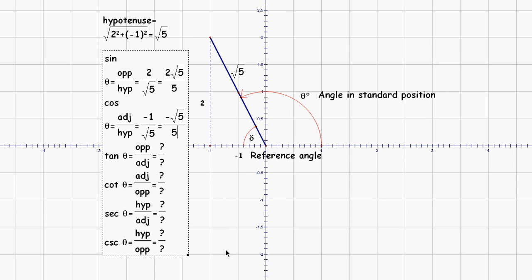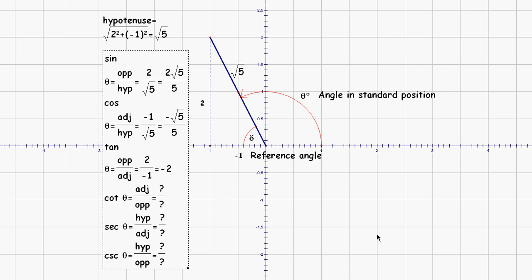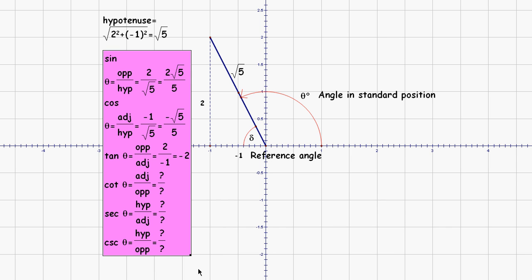Tangent is opposite over adjacent, and opposite is 2, and our adjacent is -1. So 2 over -1 is equal to -2. Now we're going to do cotangent, which is just the reciprocal of tangent. So this becomes -1 over 2, which is just -1/2. We can leave that one.